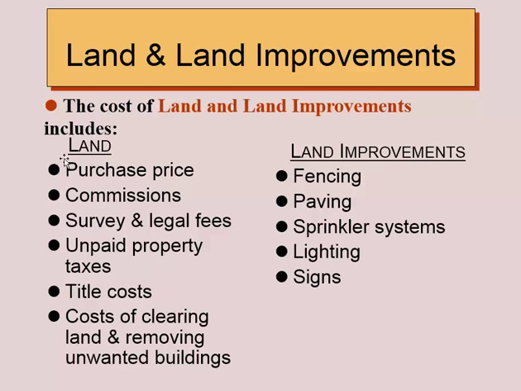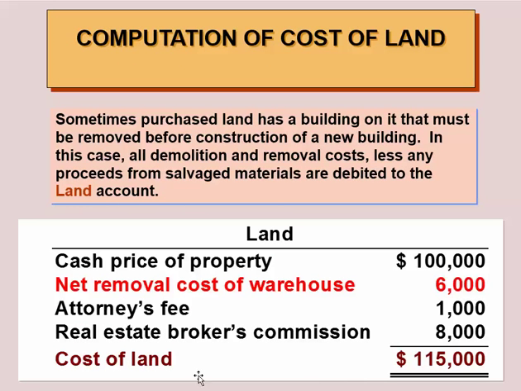And let me just add in here, land is not depreciated. So again, it's important that we make that distinction between land and other types of assets. Land improvements we've talked about already. Here's a quick example. You can see all these costs are associated with the cost of the land. It's not just the amount that you pay. In this case, we had to remove a warehouse. There were attorney's fees and real estate commissions. So the actual cost of the land is $115,000, not the purchase price of $100,000.